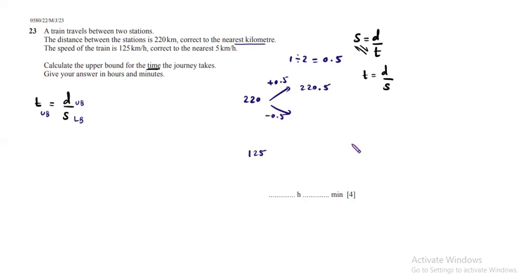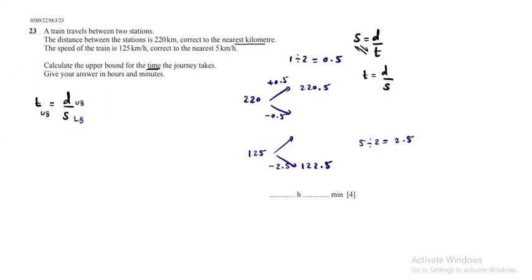Next, I have 125 kilometers per hour, and it's being rounded to the nearest 5 kilometers, which means that 5 has to be divided by 2, which is 2.5. This is the amount that is added or deducted to calculate the upper bound or the lower bound. Here, I need to find the lower bound for speed, so I just need to find only the lower value. So I need to deduct 2.5 from this 125, which is 122.5 kilometers per hour.